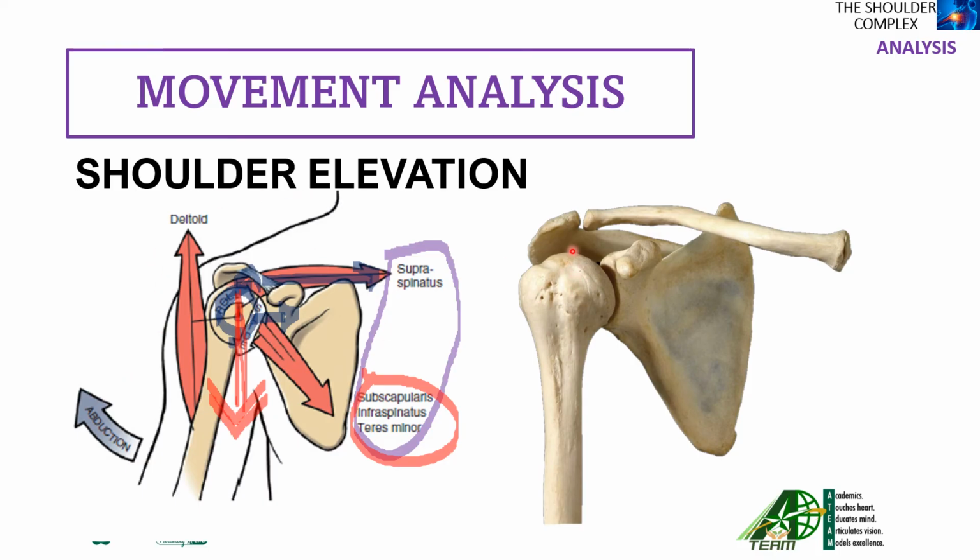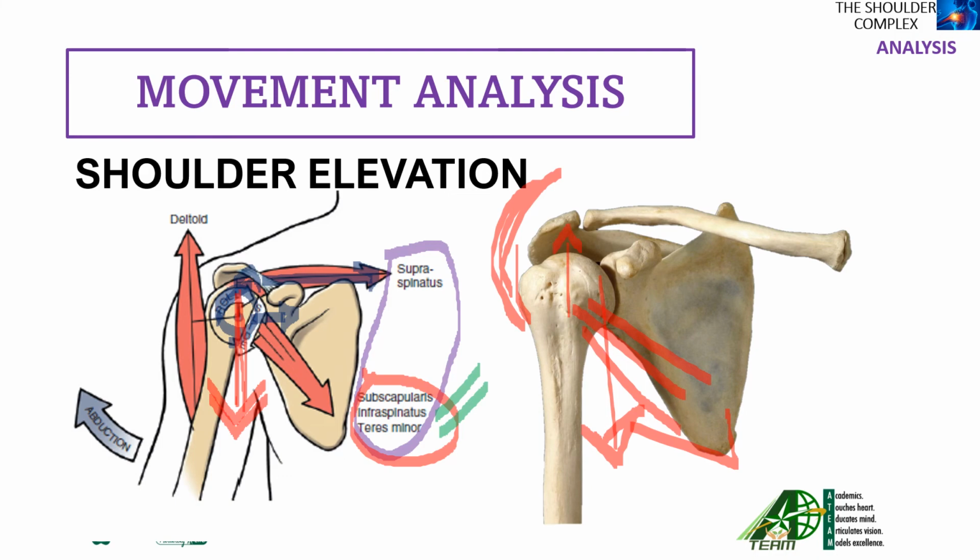Okay, because again, if there is no downward force coming from the subscapularis, infraspinatus, and teres minor, the humeral head will translate superiorly because of the deltoid contraction. Okay, we don't want that. So the contraction of your subscapularis, infraspinatus, and teres minor will provide a downward force on the humeral head during shoulder elevation. Lastly, your infraspinatus muscle and your teres minor are also external rotators.